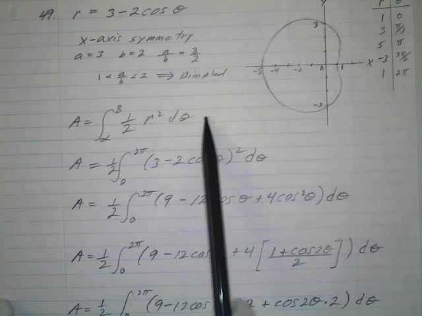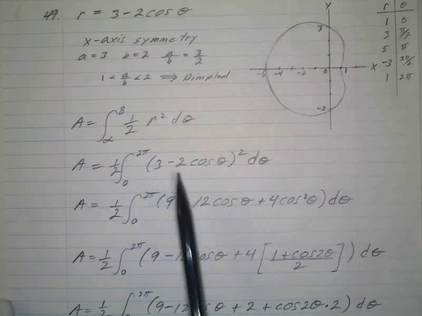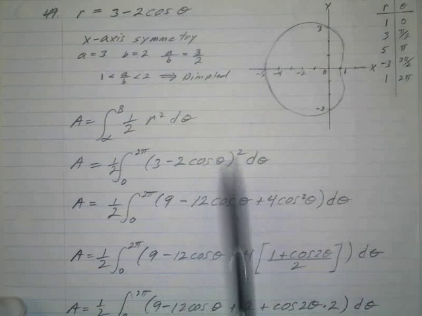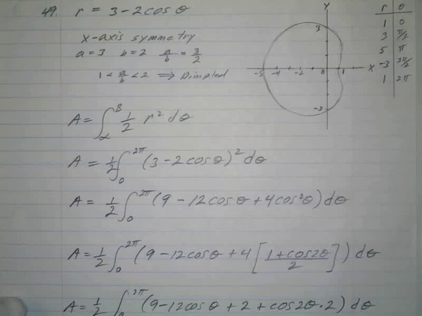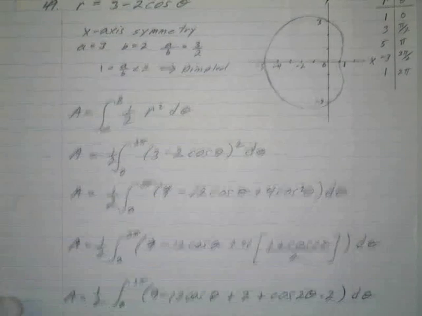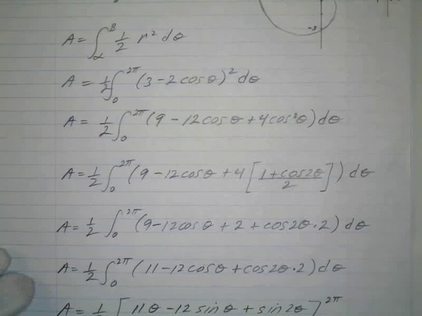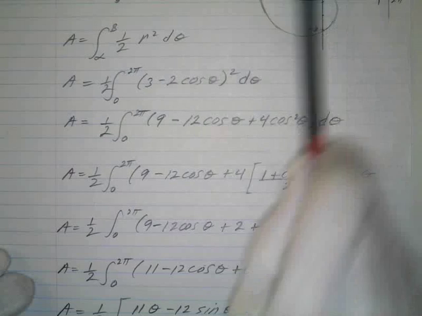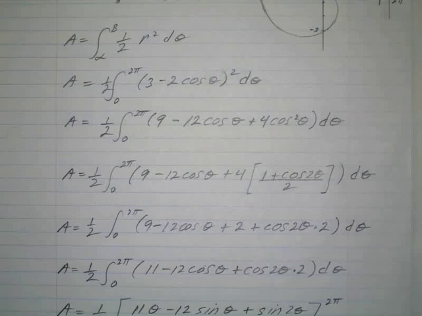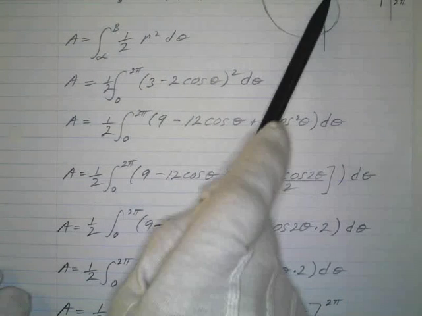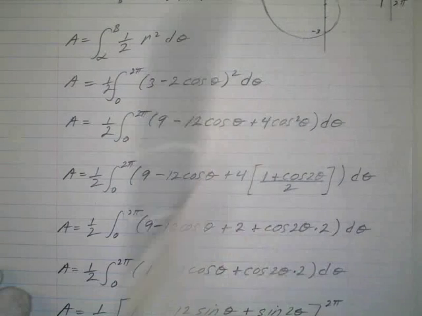So from alpha to beta, 1/2 r squared, so I take the 1/2 out in front, and this is going to be 3 minus 2 cosine theta, all squared. So I just put in the formula. That's all you really have to do. Make sure you're aware of the formula. It's good to look at it so you have an idea of what's happening. So we're going to just sweep around all the way around.